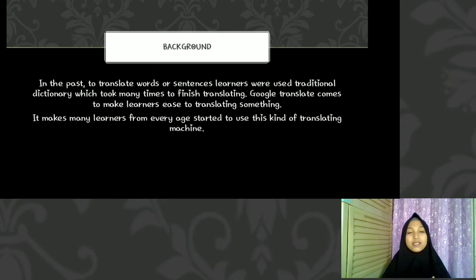So nowadays the Google company has made one of the translator machines named Google Translate, and it has become a new thing that can help the learners and the students translate whether it is a word, sentence or paragraphs in many languages. So it's very helpful, and it decreases the wasted time.